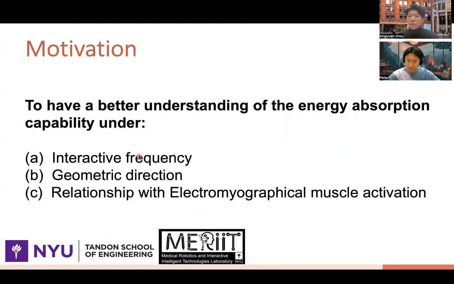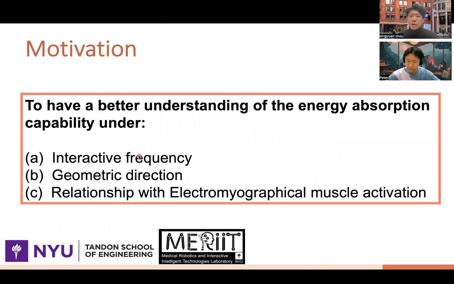However, even though we know the biomechanic energy margin is useful, there are two questions. How much energy can the human biomechanics absorb, and does this number change under various situations? Therefore, to better understand the energy absorption capability of the human upper limb, we try to investigate how the interactive frequency and geometric direction affect the excess of passivity. We also look into how the excess of passivity changes with muscle contraction detected by the EMG sensor.